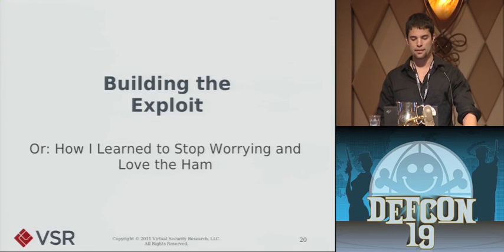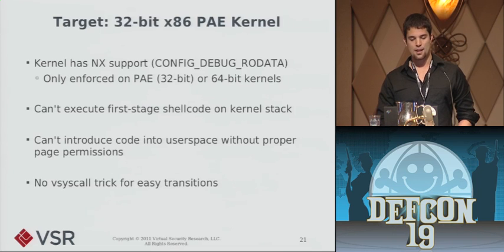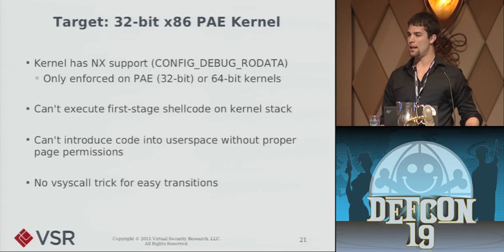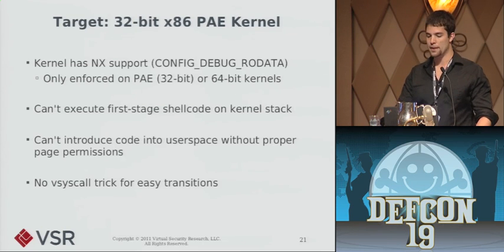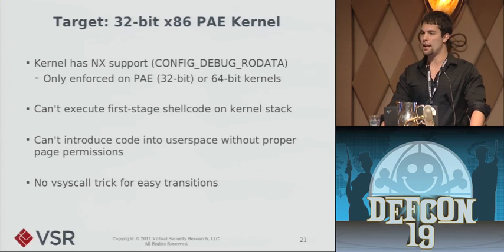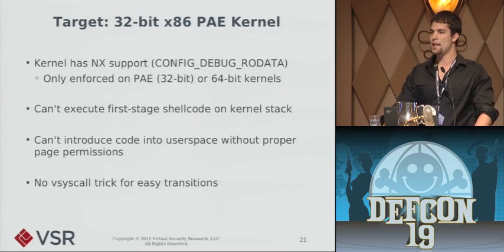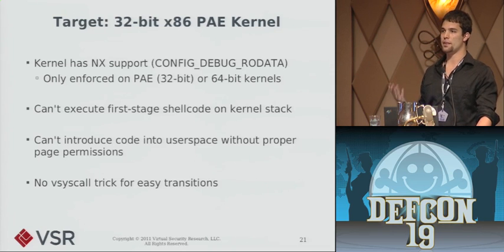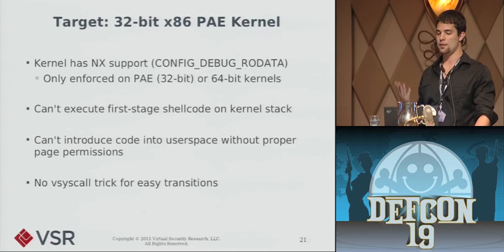And now we've gotten to the good stuff. Before we start talking about how to write this exploit or what the bug is, the target system that I'm going after, I'm using a 32-bit x86 Physical Address Extension kernel. And the PAE component is significant because it means the kernel now has NX support, as in the kernel stacks and kernel heap, kernel data are all now non-executable. So we can't just execute code on the kernel stack immediately without doing something first.